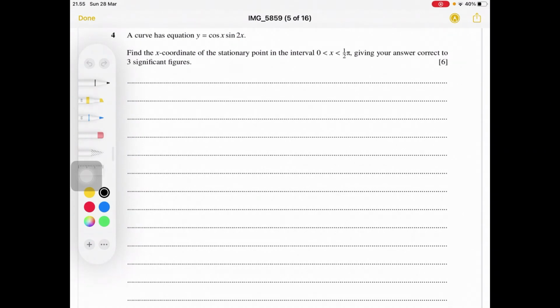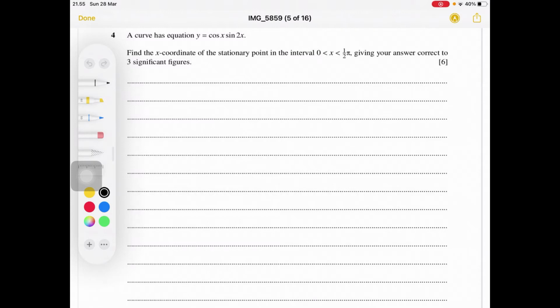Number 4. A curve has equation y equals cos x sine 2x. Find the x coordinate of the stationary point in the interval 0 less than x less than pi over 2, giving your answer correct to 3 significant figures. So to find the stationary point, we need to find the first derivative of the equation, and then equate the first derivative with 0.